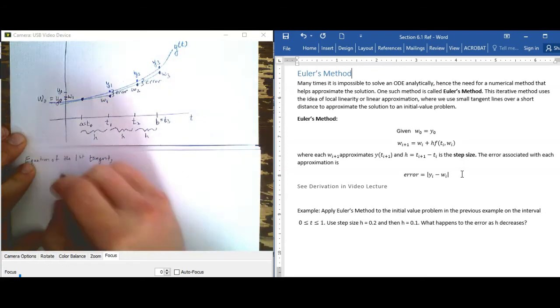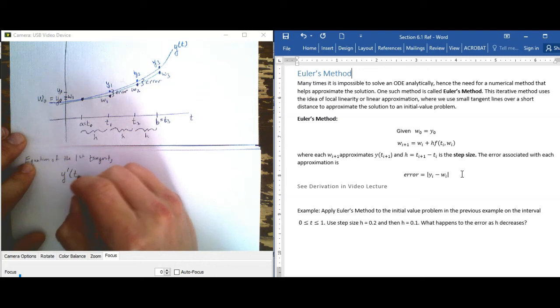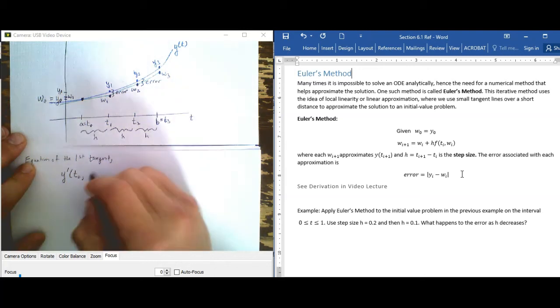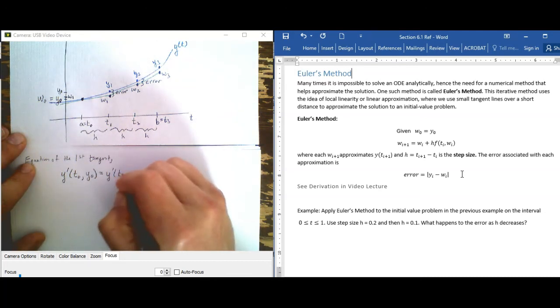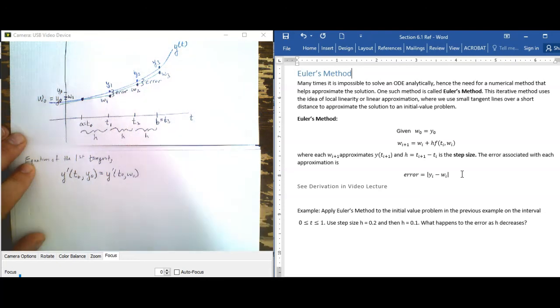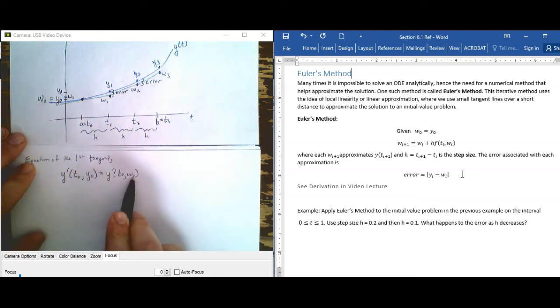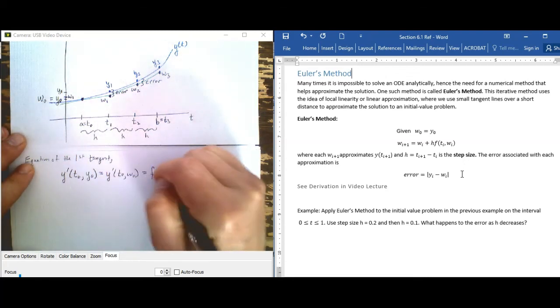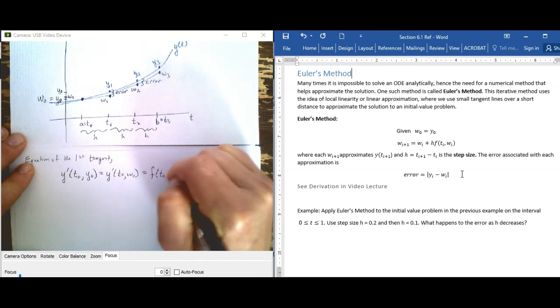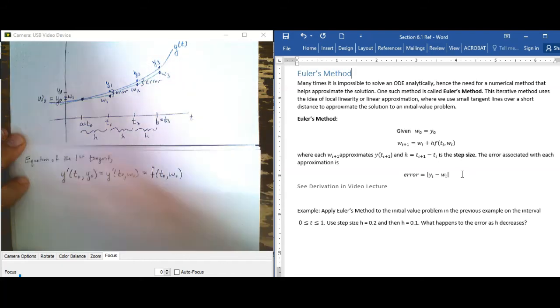So y prime at t naught, w naught, right? We've defined y naught to be w naught, is known. This is the slope of the tangent line. We can call this f of t naught, w naught. That's our slope.